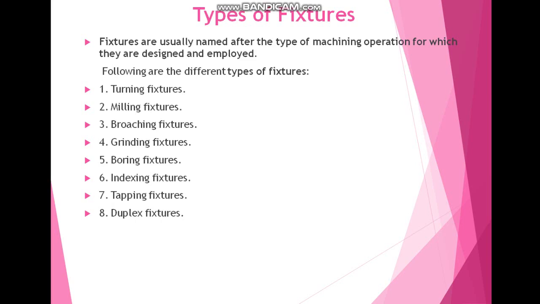Then we have duplex fixture. Here the purpose of duplex fixture in the machining operation: when the operation is going on, at that time the advantage of this duplex fixture is we can load and unload the object over the fixture. Then we have welding fixture. Basically these welding fixtures are used for the welding application over the workpiece material. Next we have the assembly fixture. This name indicates it is used for the assembly purpose.